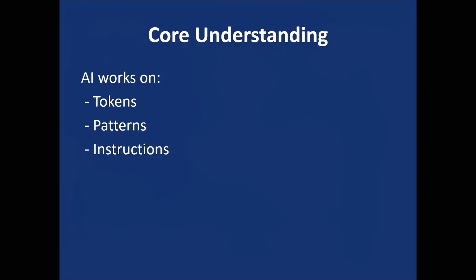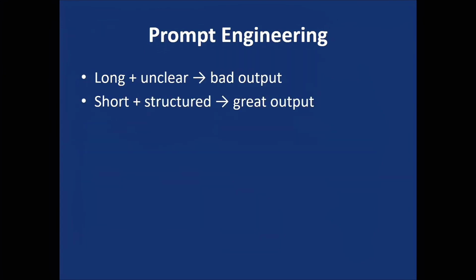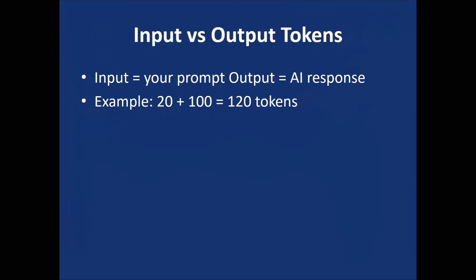Now moving ahead, team, let's understand the core idea like a senior QA. AI is not magic. It works on tokens, patterns, and instructions. If your instruction is long and unclear, that is a bad prompt, and it will give you a bad output. But if your instruction is short and structured, it will give you a great output. This is actually called real prompt engineering.